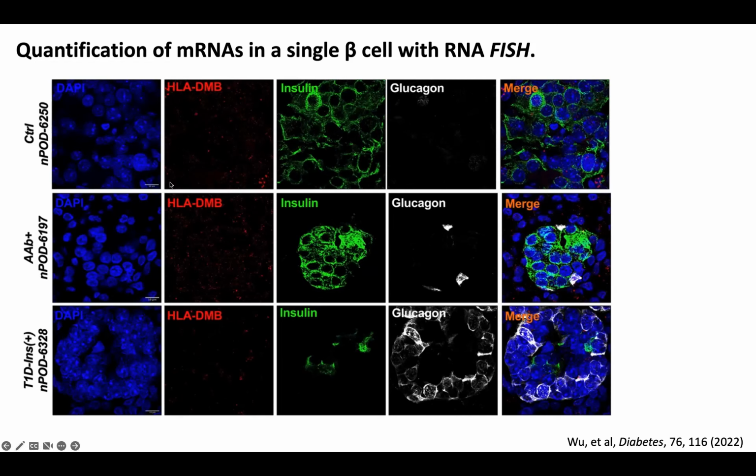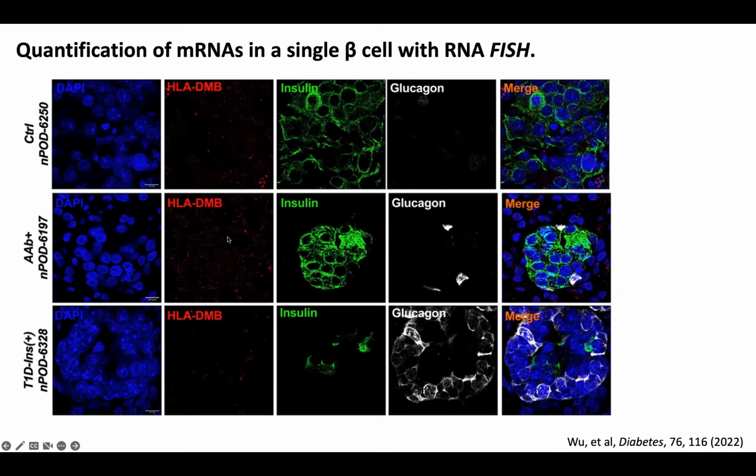So they got the tissue from the organ procurement and conducted some staining for DAPI, RNA, and also insulin as well as glucagon. The insulin will be the identification for the beta cells and the glucagon for the alpha cells. And we are particularly interested in this HLA-DMB RNA expression.